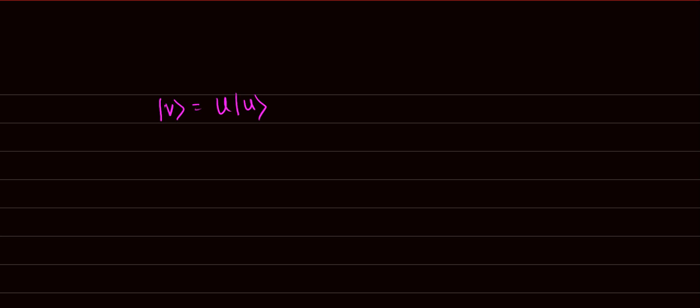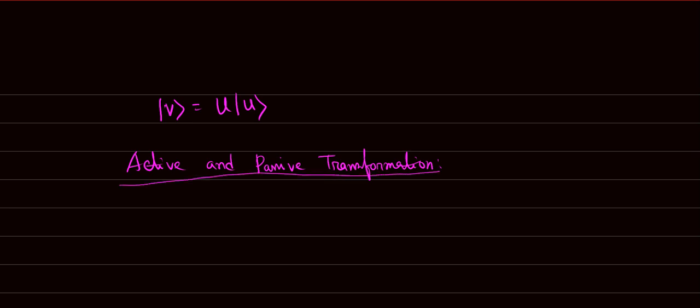So in this lecture I will start with active and passive transformation. Let's look at this transformation. Let's say we have a ket V and we transform it by using this U operator.